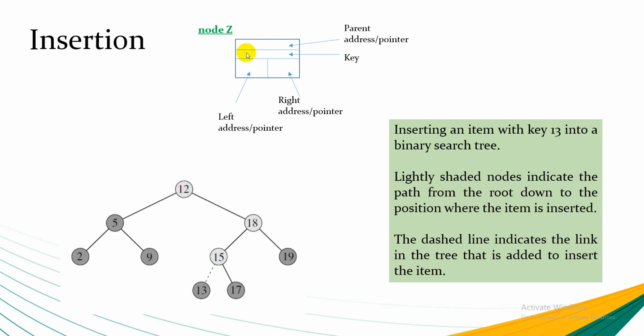Then the key, which is the value of the node, will be in this area. The pointer or the address of the left child will be in this area, and the pointer to the right child will be in this area. Okay, so you can see this simply as an object. This will contain the reference to the right child, this will contain the reference to the left child, this will contain the reference to the parent, and this will contain the value, for example an integer, a character, or whatever.